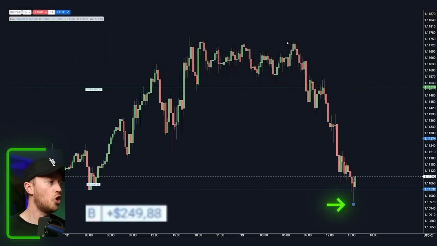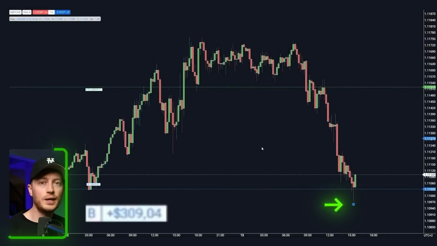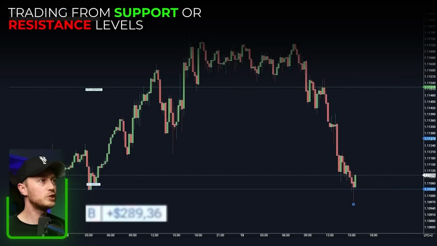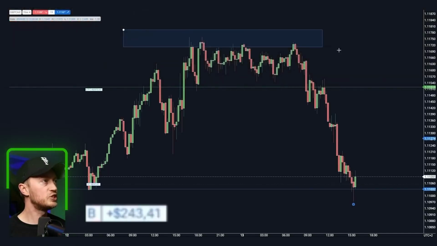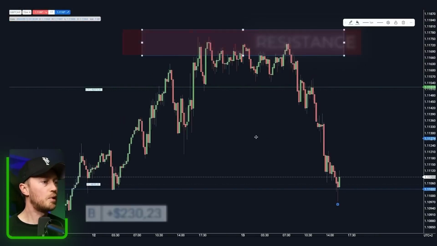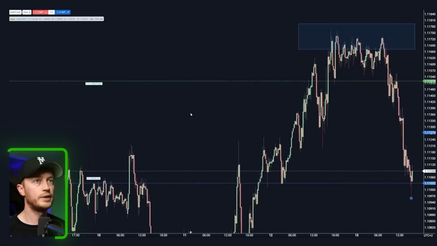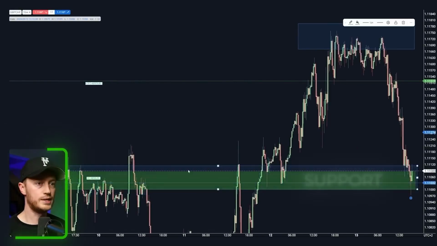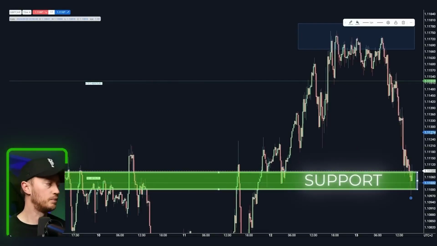We have a trade open right here, and the first thing I'm doing is trading from support or resistance levels. Obviously you could see our extreme resistance at the top right here, but I'm going to have to pause and scroll over to show you our extreme support. You could see we have our extreme support level right here. Let's bring that down a little bit, something like that.